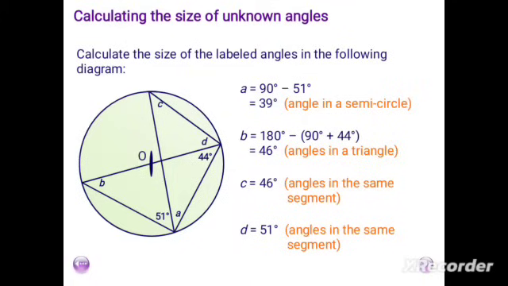Let's work on D. D is the same concept. D will be 51 degrees because you apply the property of angles in the same segment, they are equal. Again, you can also say angles subtended by the same chord in the same segment are equal.